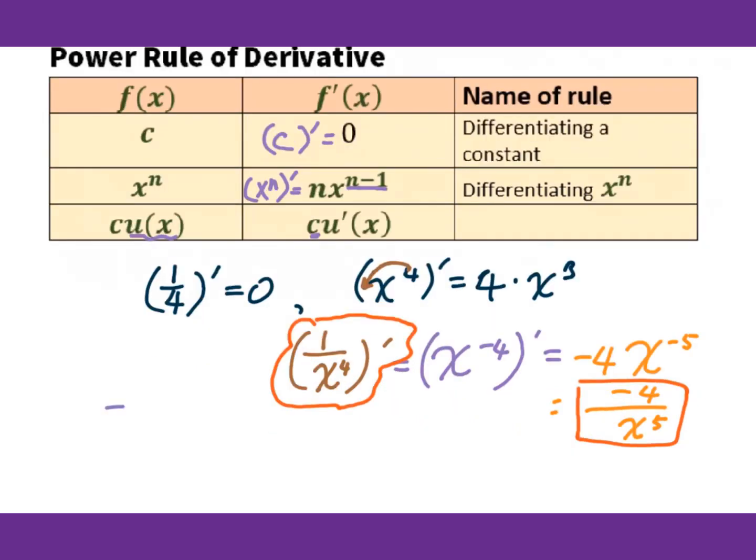When you have 7 x to the 6th power, we do the derivative. The 7 will stay because this is a coefficient. 7 times 6 drops down, then x to the 5th power. So we get 42 x to the 5th power.